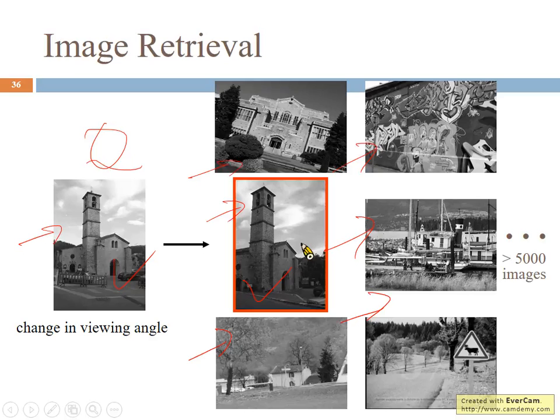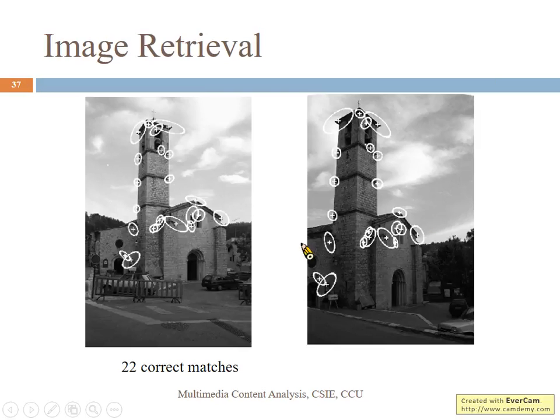And this is why we can do image retrieval. So here is another way to show the SIFT descriptor. We use an ellipse, and the orientation of the ellipse indicates the main orientation, and the size of the ellipse indicates the strength. And we can find some matches.